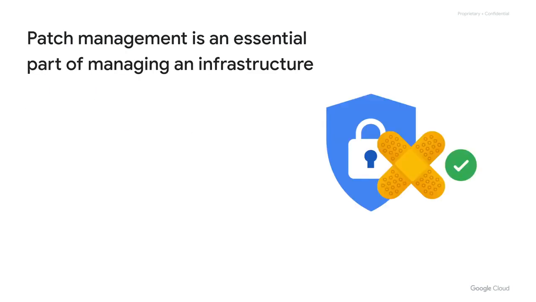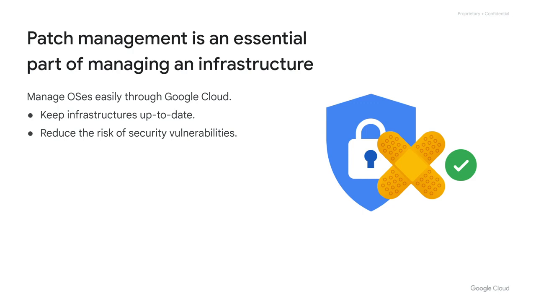OS updates are part of managing an infrastructure. Let's see how we can manage the updates to a fleet of Windows VMs. When you provision a premium image, there's a cost associated with this image. This cost includes both the usage of the OS, but also the patch management of the OS. Using Google Cloud, we can easily manage the patching of your OSs. Managing patches effectively is a great way to keep your infrastructure up to date and reduce the risk of security vulnerabilities. But without the right tools, patching can be a daunting and labor-intensive process.